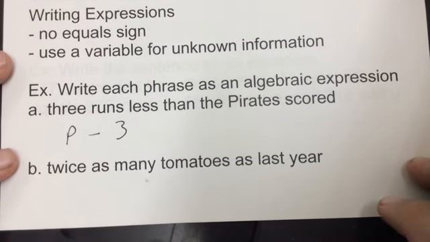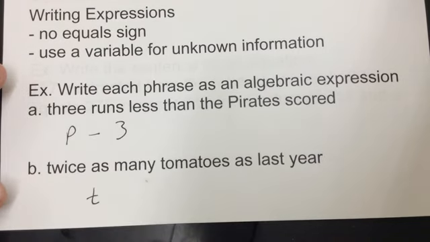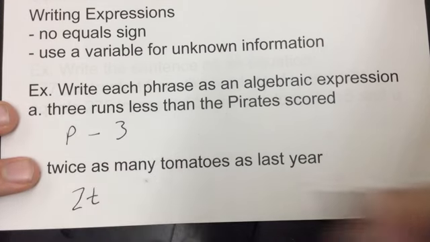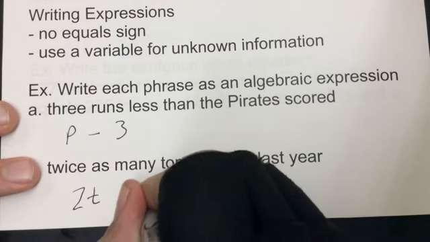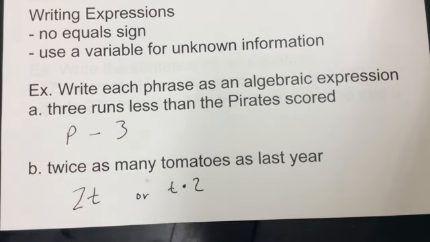Twice as many tomatoes as last year. We don't know the tomatoes from last year, so we're going to have a T for a variable. And if it's twice as many, that means we're multiplying by 2. So we can either write it as 2T or T times 2. We use a little dot, not an X, when working with variables, because a lot of times X is a variable, so it doesn't throw you off, thinking, is that an X or a times symbol? So we use either a dot, or we just write them with the number and the variable right next to each other.